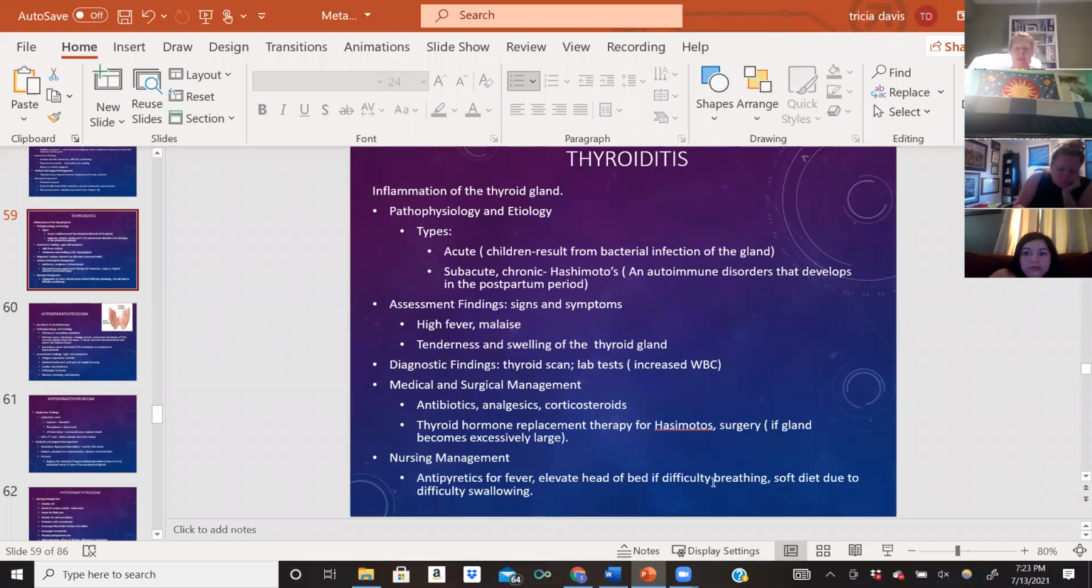And then sometimes they report difficulty swallowing. Not every patient does, but depending on the size, you have to have a soft diet, maybe even a full liquid diet, or a clear liquid diet if they are not able to take soft food. So it just depends on the severity of the inflammation.